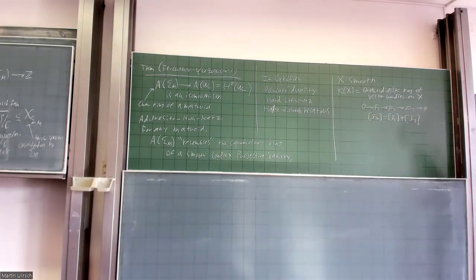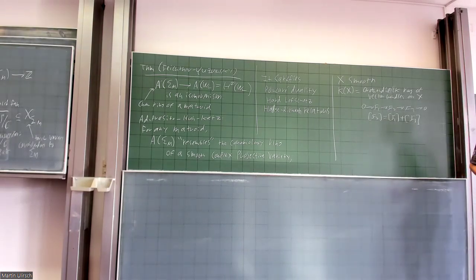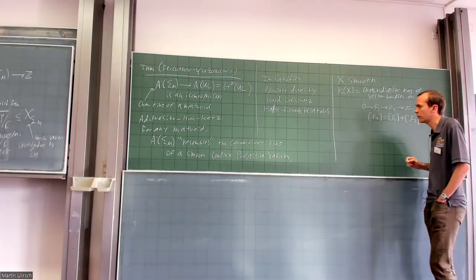This is a ring because when you tensor with a vector bundle, if you have an exact sequence and you tensor with a vector bundle, then it stays exact. And so there's some product given by tensor product. And it has a map to the Grothendieck group of coherent sheaves, which is an isomorphism because X is smooth. Okay, so this is some ring you could define.